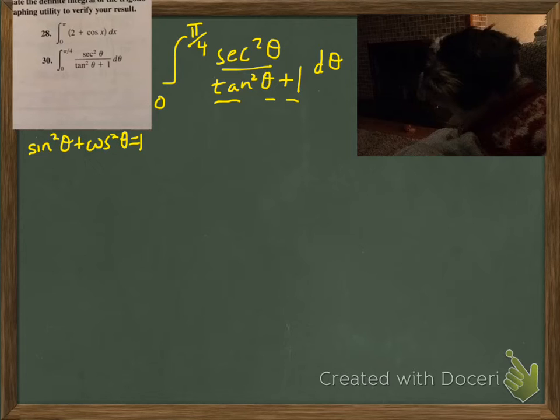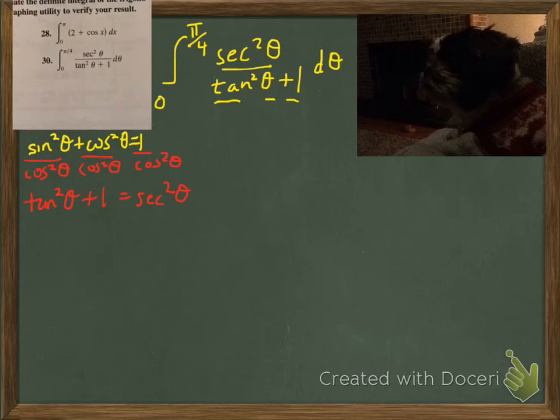So start out with the regular Pythagorean identity, sine squared plus cosine squared equals 1. And we want to get a secant squared, so we want to divide by cosine squared over here. That gives us our secant squared. So if we're dividing by cosine squared there, we divide everything by cosine squared. Sine squared over cosine squared is tangent squared plus 1 equals secant squared.